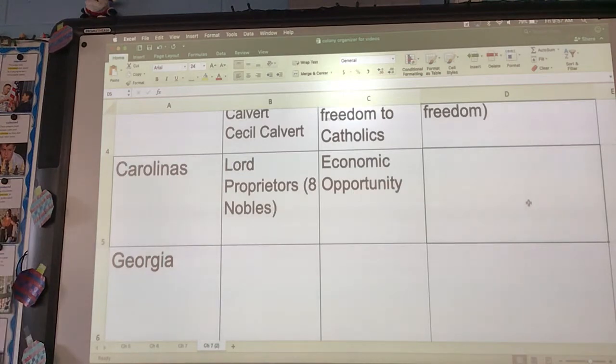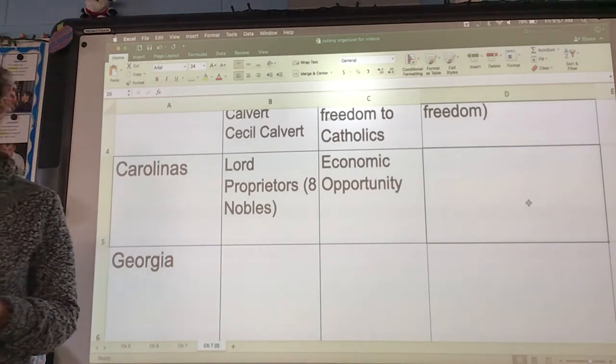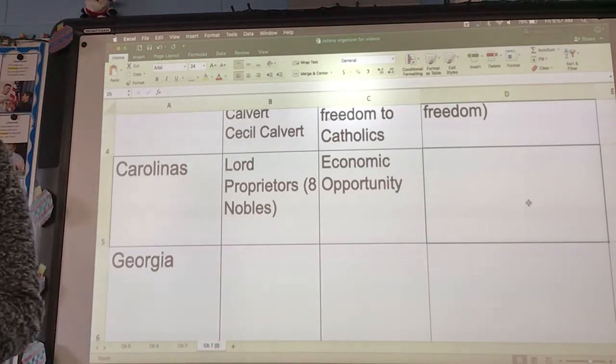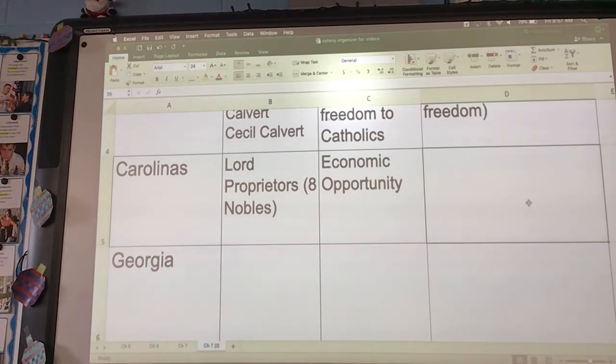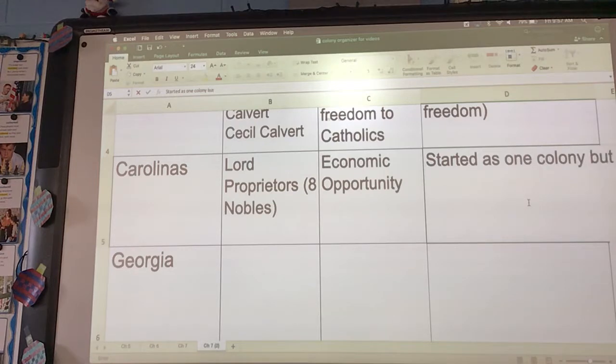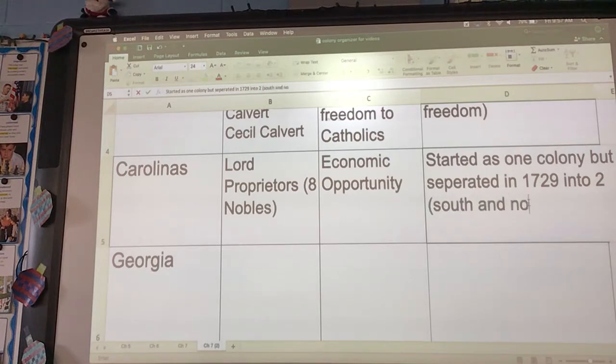Okay. What else was interesting about it, Kenny? It started as one colony, didn't separate until 1729. Yeah, it started as one colony and then became two, but separated in 1729. You could say into 2 colonies, right? Which is how we get South Carolina and North Carolina.